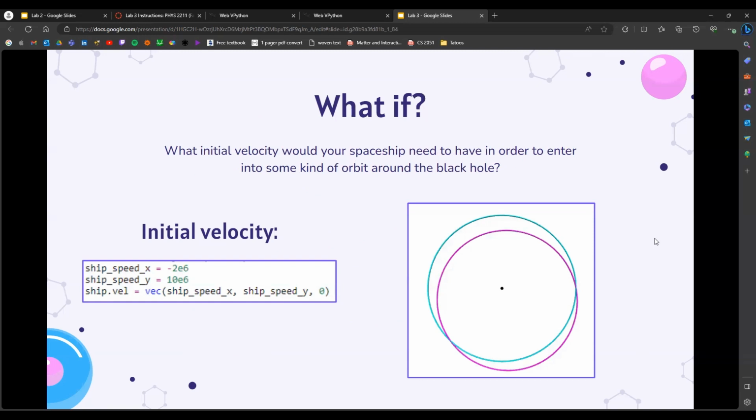And for the what if with the initial velocity, I found an initial velocity of negative 2e6 in the x component and 10e6 in the y component, where the spaceship would actually orbit around the black hole. Thank you very much.